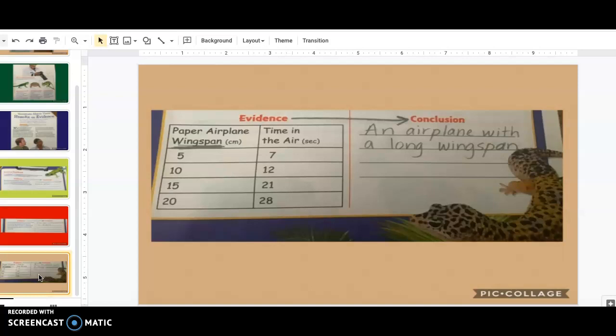So you have to come to a conclusion. The starter says an airplane with a long wingspan. So take a look. Look at your table. Look at the longest number for the wingspan. And tell me what you notice about the time that it spends in the air. Okay, what do long wingspans have to do with planes staying in the air? Okay, so once you're finished writing that in, you are done for the book today.